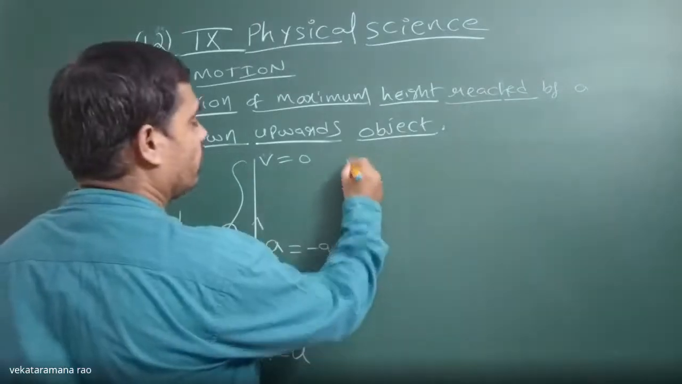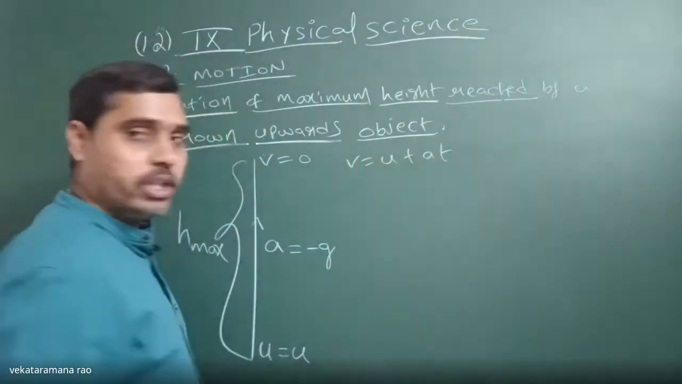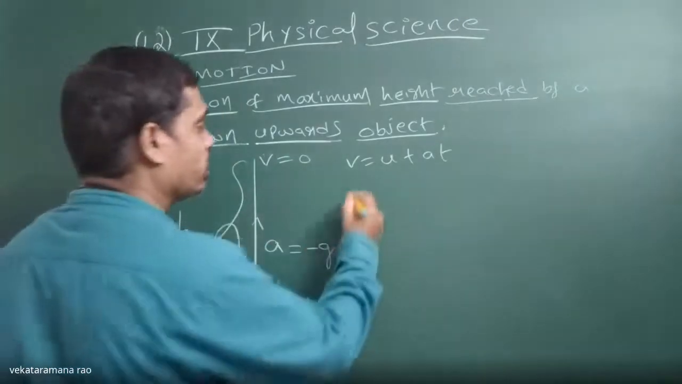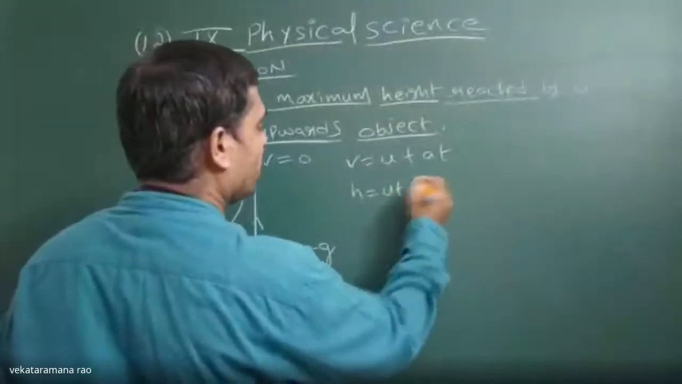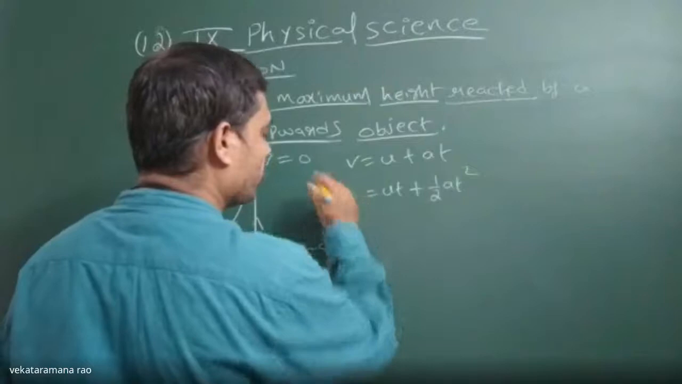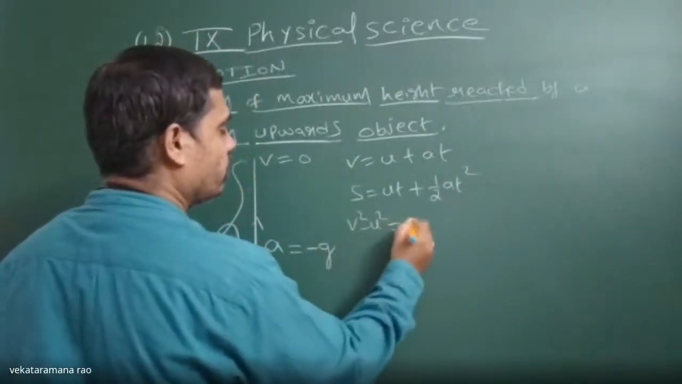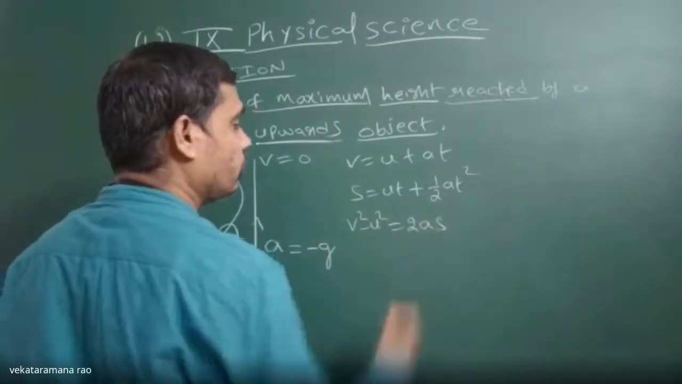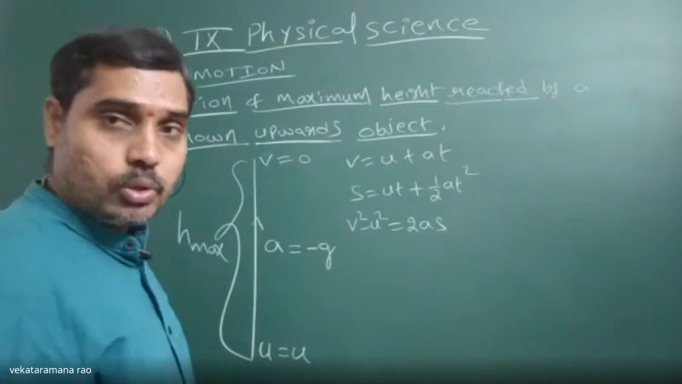First, v equals u plus at, the equation of motion of a body on earth. Next, h equals ut plus half at squared. Third, v squared minus u squared equals 2as.